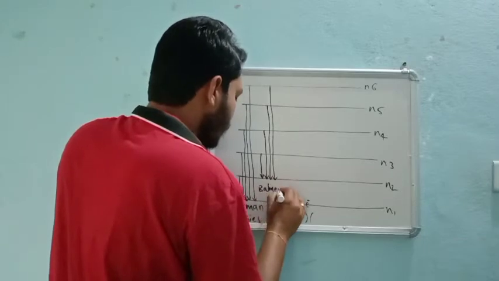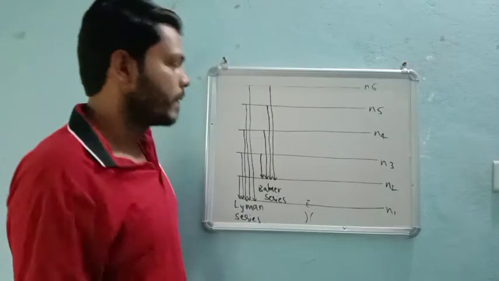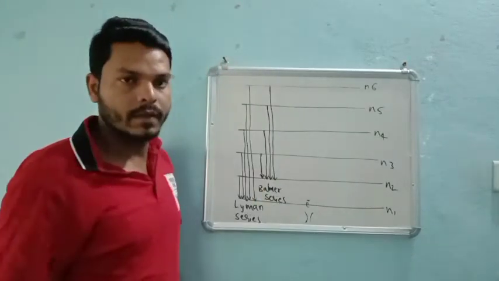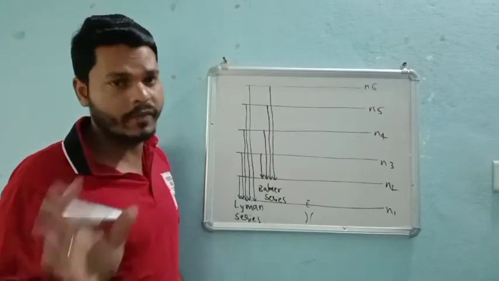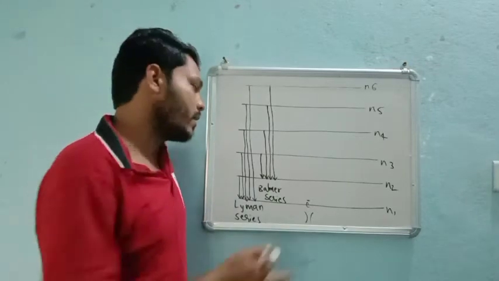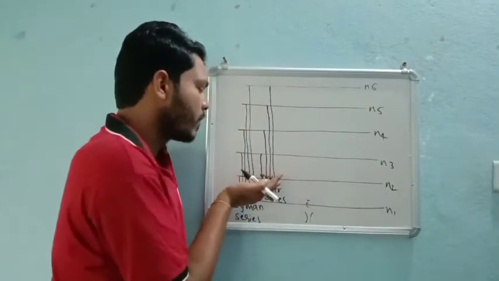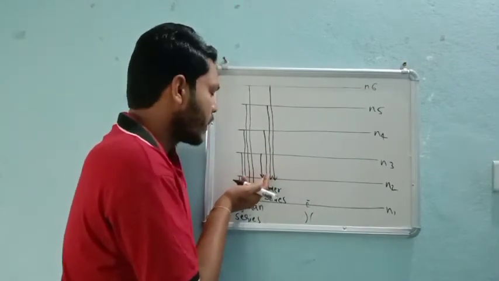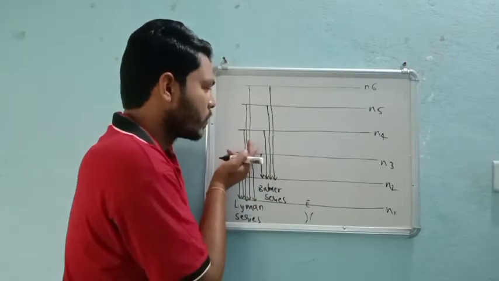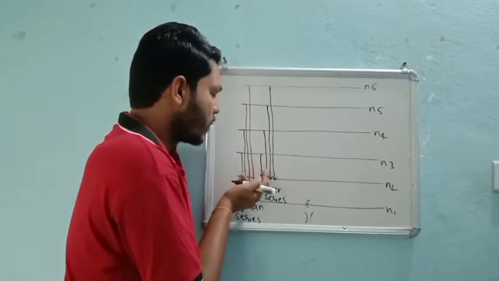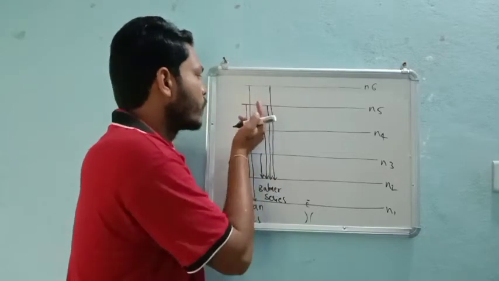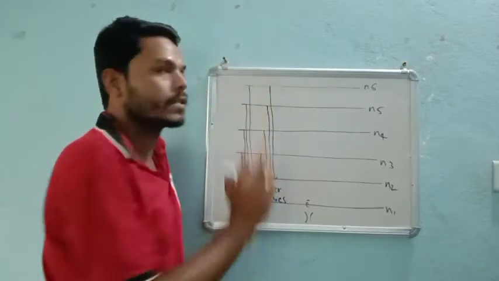According to Balmer, the ground state of the hydrogen electron is the second level. So just the ground state is different, right? And the ground state energy of the electron of hydrogen is this much. That's why the electron might jump from the second level to the third energy level, from the second level to the fourth, to the fifth, or else to the sixth energy level.